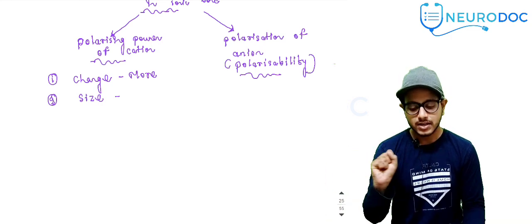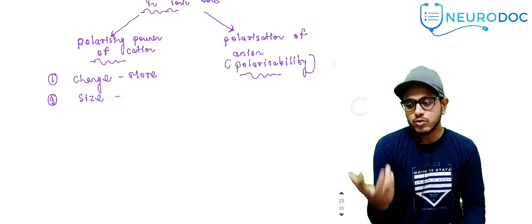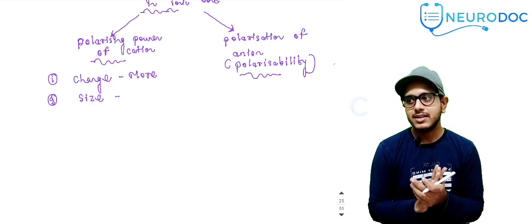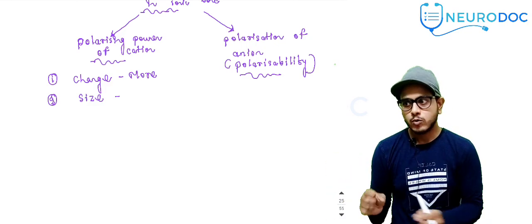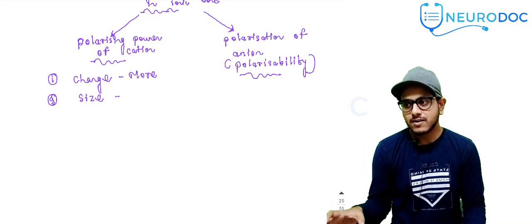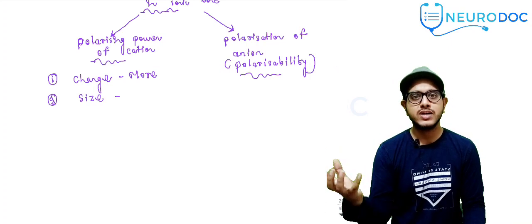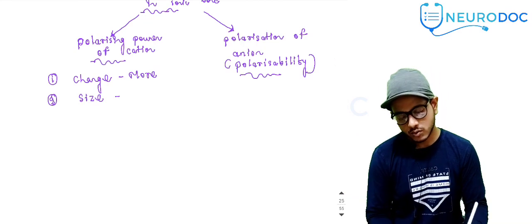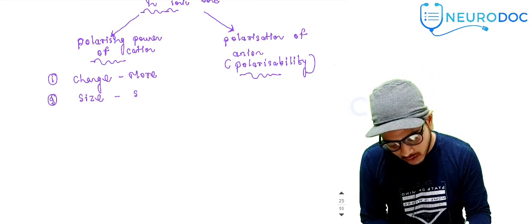Obviously in the classroom. So if the student shouting is the cation and the classroom is the size, obviously if the size is smaller, then the effectiveness of the cation will be more, right? So if size is small.